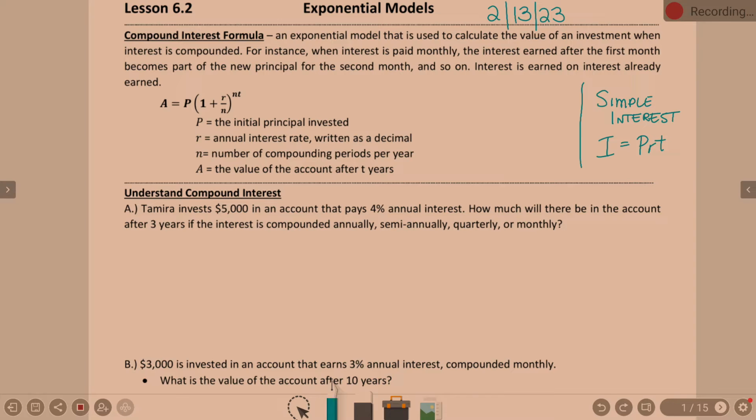An exponential model that is used to calculate the value of an investment when interest is compounded. For instance, when interest is paid monthly, the interest earned after the first month becomes part of the new principal for the second month, and so on. Interest is earned on interest already earned. So interest can work in two ways. It can help you or it can be something that you have to pay.